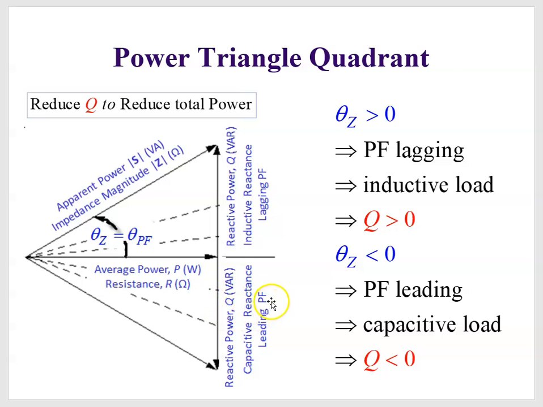However, we know that we can have a power factor that's leading or lagging. That leading or lagging refers to whether the current is leading the voltage. So if our impedance angle is greater than 0, then our power factor is lagging, we have an inductive load, and our reactive power is greater than 0. If our impedance angle is less than 0, our power factor is leading, we have a capacitive load, and our reactive power is less than 0. That's when we have our triangle in the fourth quadrant as opposed to the first quadrant of our imaginary-real axis.